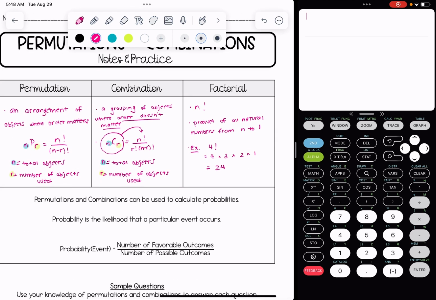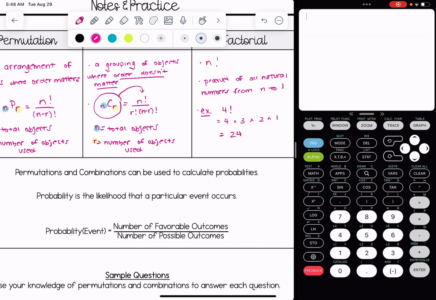All right, so permutations and combinations can be used to calculate probabilities. Probability is just the likelihood that a particular event occurs. And just a reminder, the probability of any event is the number of favorable outcomes divided by the number of possible outcomes. So we're going to look at 8 sample questions in this video. The last 2 are going to have to do with probability.